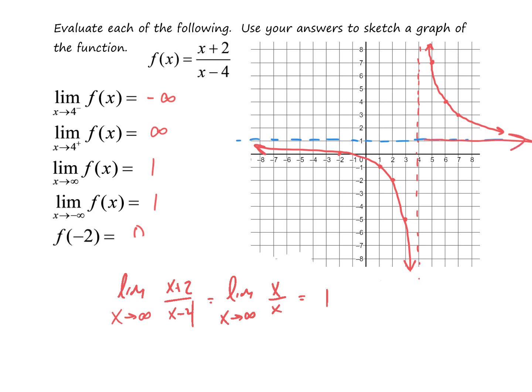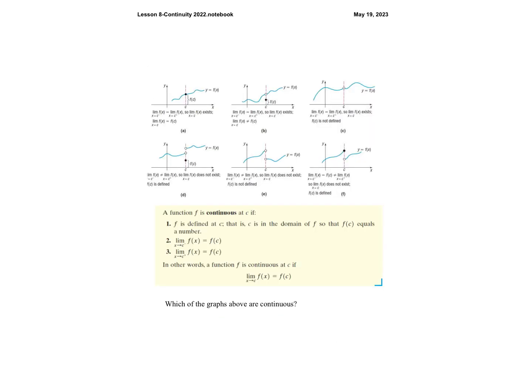And in this case, it doesn't make any difference if I take the limit as x approaches negative infinity or positive infinity. It's still just going to be 1. So I could have known where that horizontal asymptote was using limits. And moving forward, that's what we'll do.